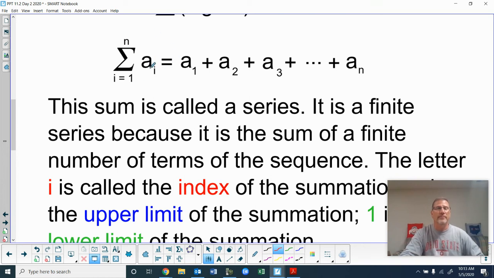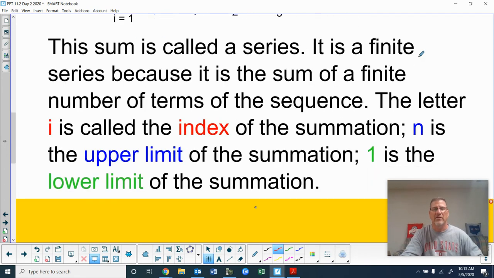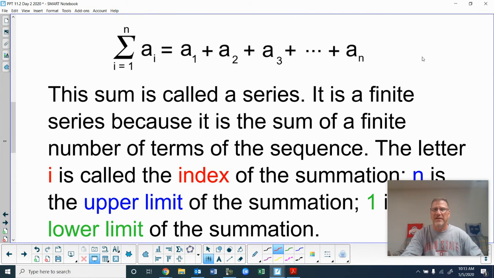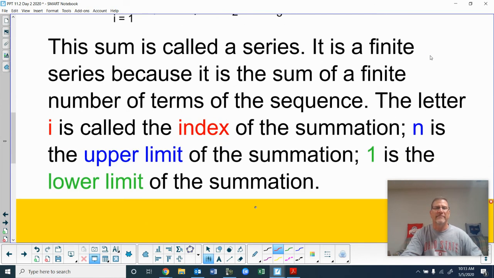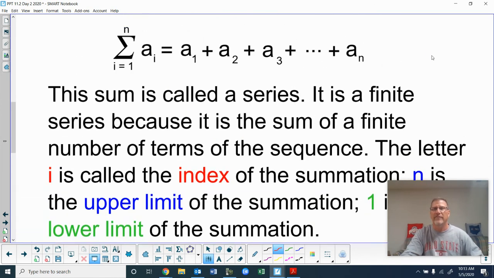Okay, so in this problem, if it was 1 to 5, let's say, it would be the first term, which would just be 1, plus the second term, which would just be 2, because we're just putting in whatever i is. So it'd be just 1 plus 2 plus 3 plus 4 plus 5, and we'd add those up and get our answer. But they're not all quite that easy. So we're just going to look at a couple examples. I'll go through them, and then you'll have your assignment.